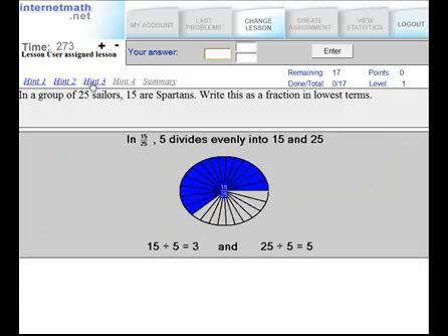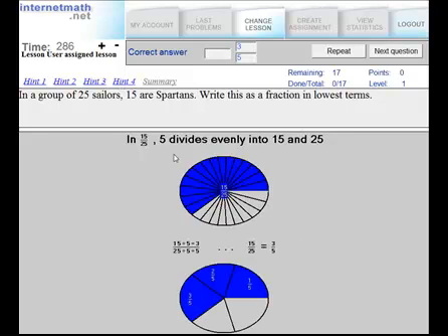Let's look at the next hint, and we can see 15 out of 25, and we find that 5 is the greatest common factor that divides evenly into both 15 and 25. And when we look at the last hint, we can see that 15/25 is really the same as 3/5, and you can compare the blue part.